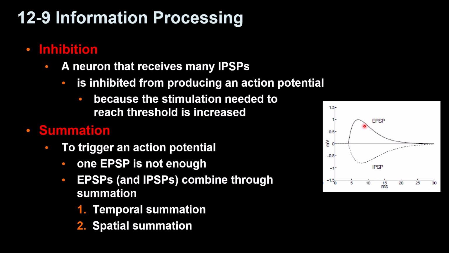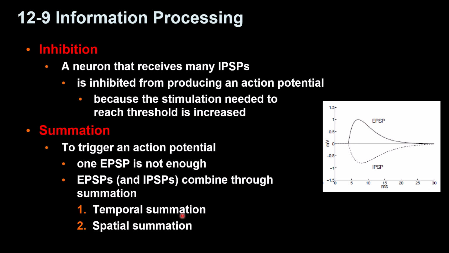So one neuron may get multiple stimuli. Some of them may be inhibitory, some of them may be excitatory. So if the number of excitatory are higher than inhibitory, they accumulate. That's why it's called summation, and that will increase the resting membrane potential, causing depolarization and increased chance of having an action potential.